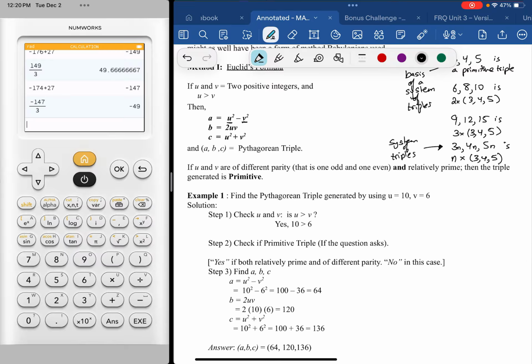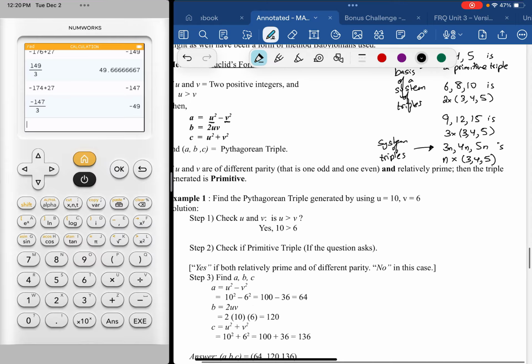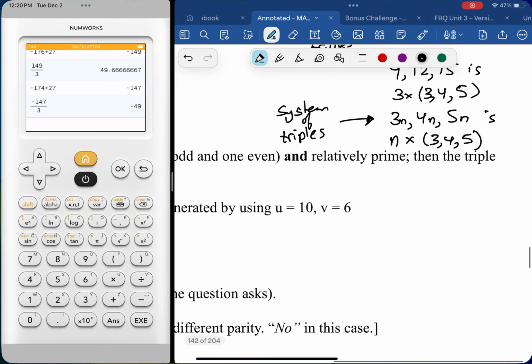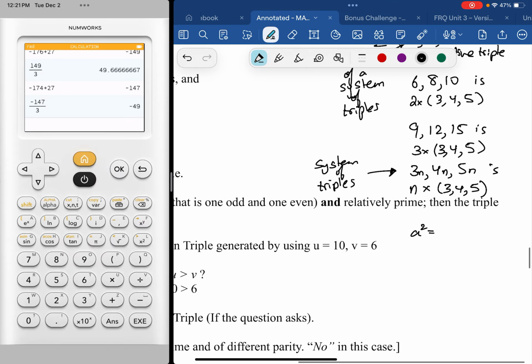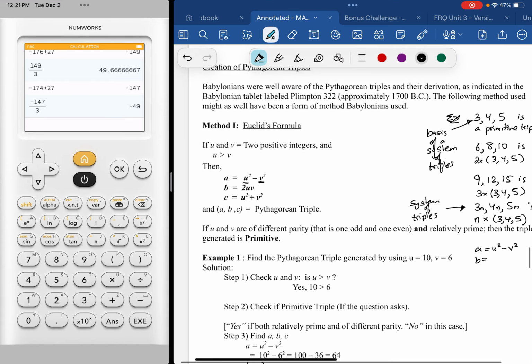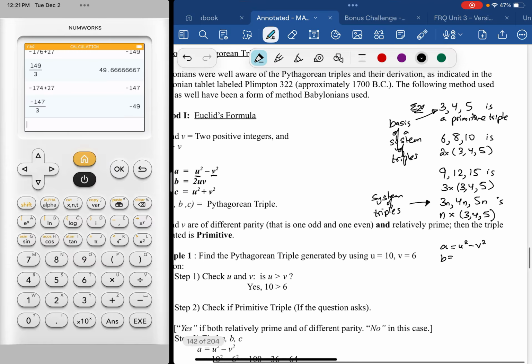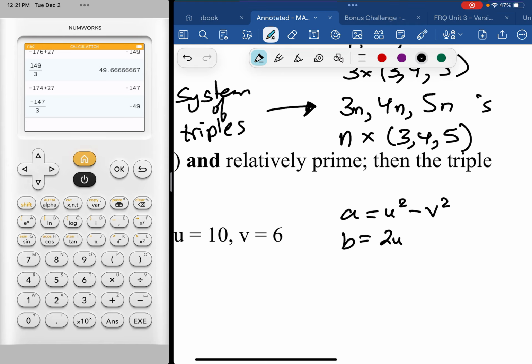So if I'm given particular values of u and v, I could use my rules here. I'll just do it off on the side here. a squared is equal to, I'm not at the point where I'm going to actually test it out. So u squared minus v squared. The b value, again, 2uv, and then the c value is u squared plus v squared.